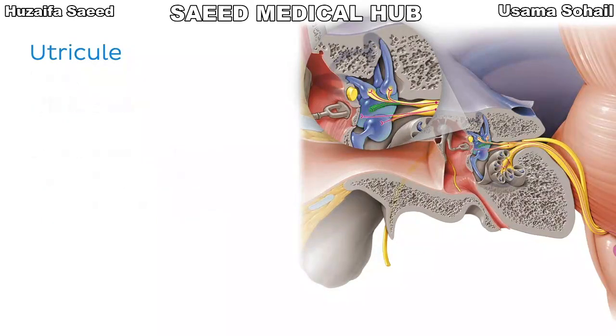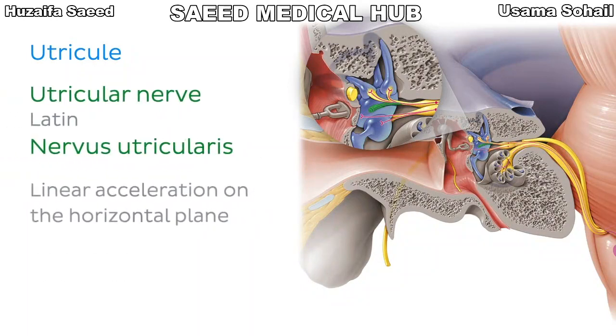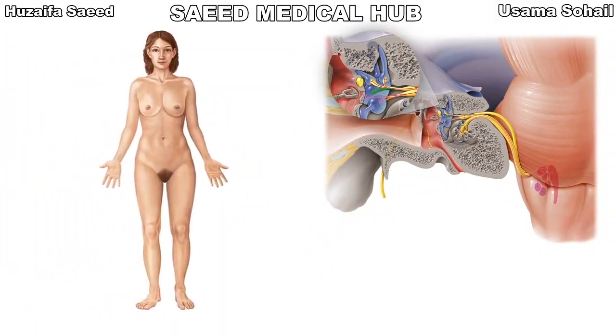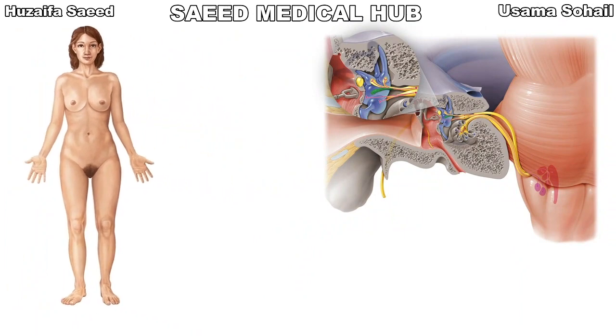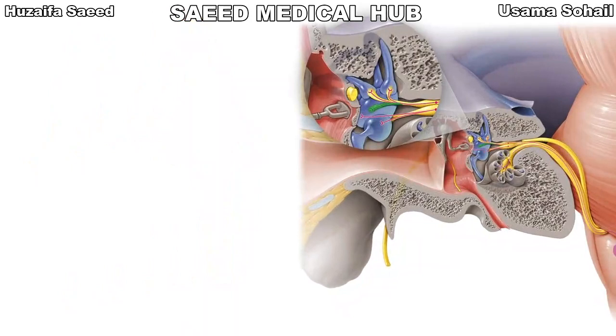The utricle is of course innervated by the utricular nerve and therefore conveys information about linear acceleration on the horizontal plane. And just to demonstrate, we're going to move our anatomical lady around a little bit. So we're going to move her sideways, forwards, and backwards. And basically all of these directions are going to be detected by the utricle.